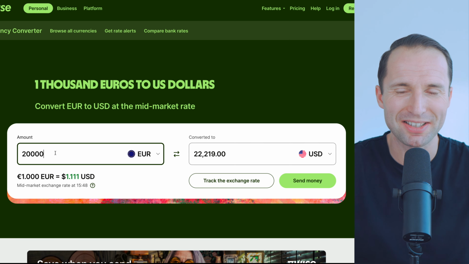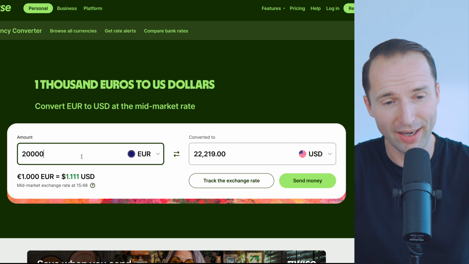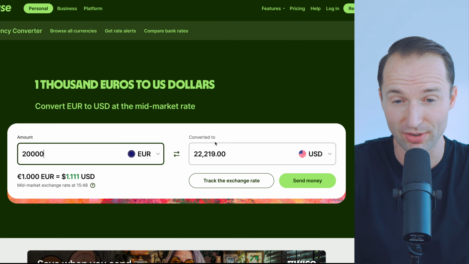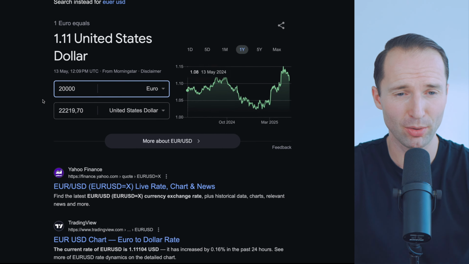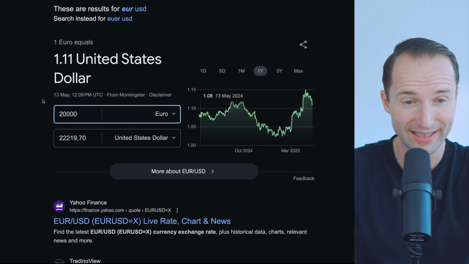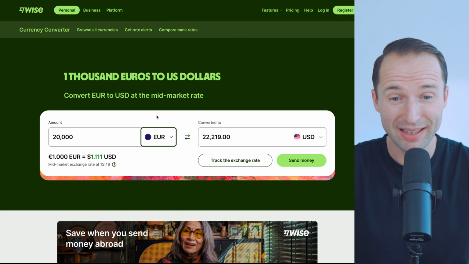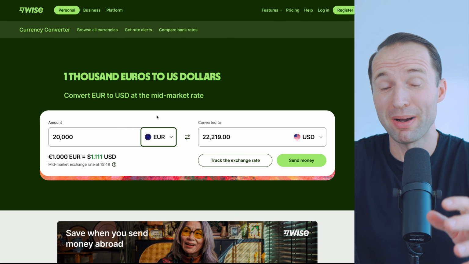And it visualizes the point I'm trying to make over here. So right now on Wise, if you were to exchange 20,000 euros, you'd be getting 22,219. If I head over to Google and once again put it over here, it's exactly the same. So there is no markup, which is really, really nice. However, that's actually only showing me the real market rate.